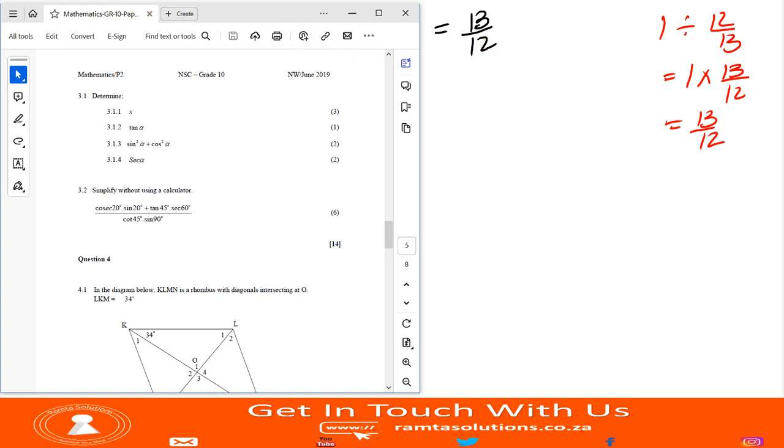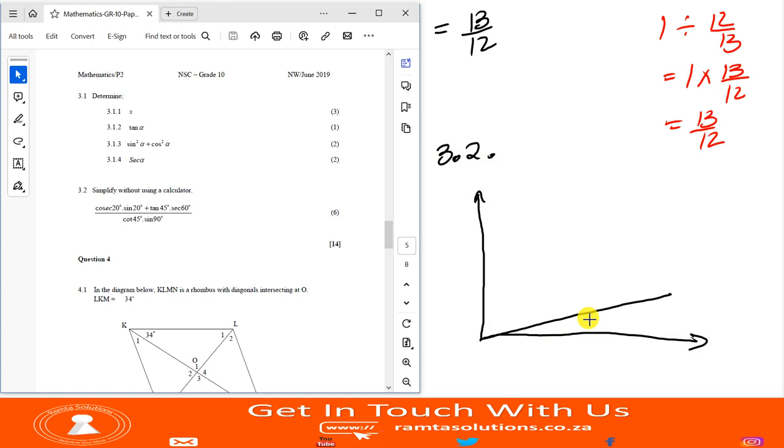Now, let me go to 3.2. Guys, before I do 3.2, I want to show you this. When we do special angles, I like drawing a vertical line like this and a horizontal line like this. And then I draw 3 lines in between, okay? So those lines, they represent 30 degrees, 45 degrees, and 60 degrees, okay? Then, obviously, from here to here, it's 90.